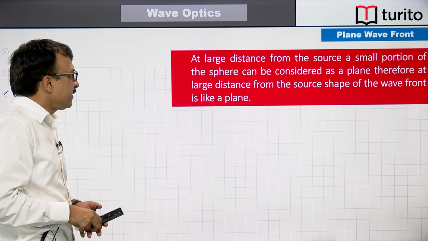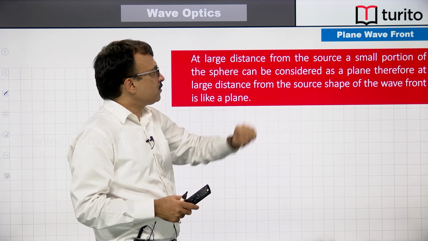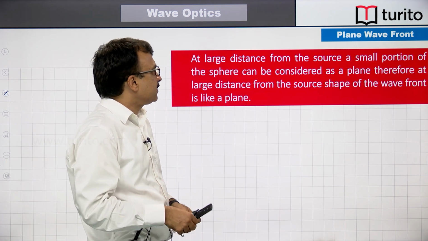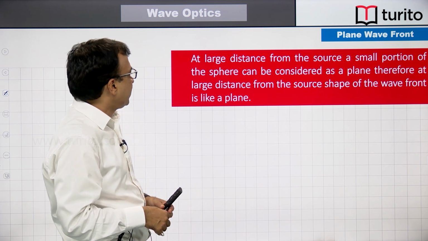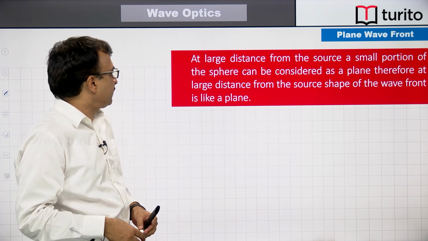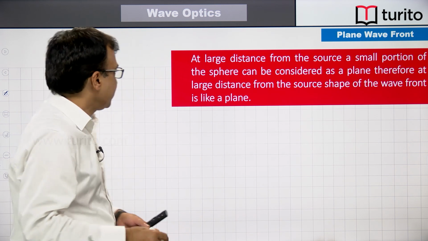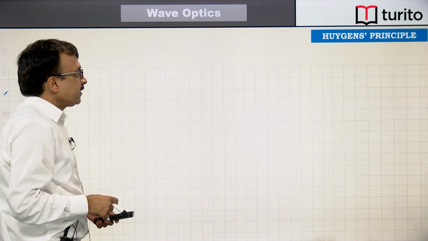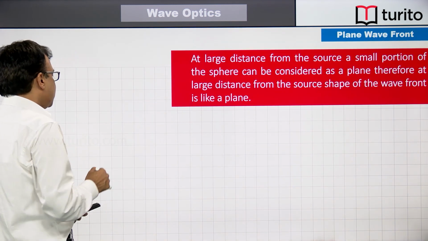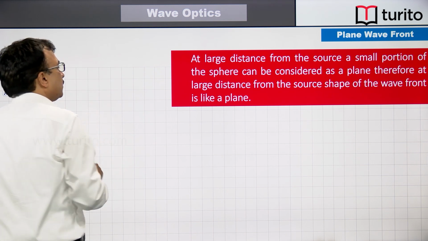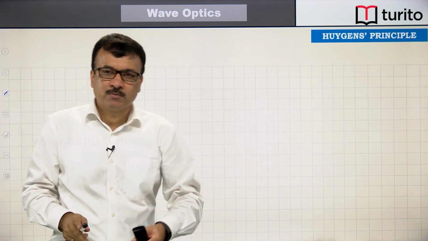So plane wavefront means at a large distance from the source, a small portion of the sphere can be considered as a plane. Therefore at large distance from the source, the shape of the wavefront is like a plane. So this is the definition of plane wavefront. Another important point is, okay, first discuss Huygens principle.